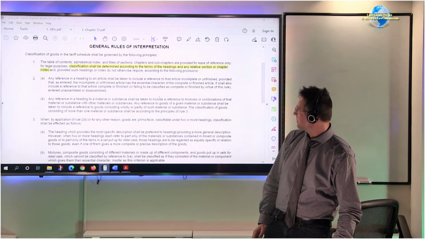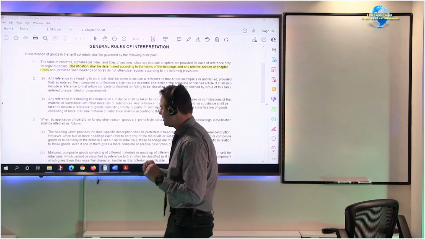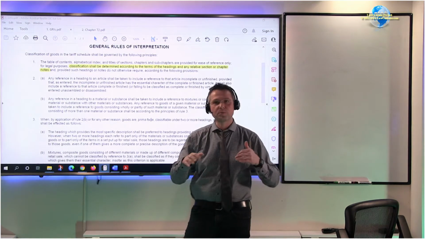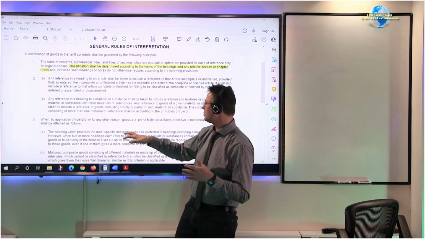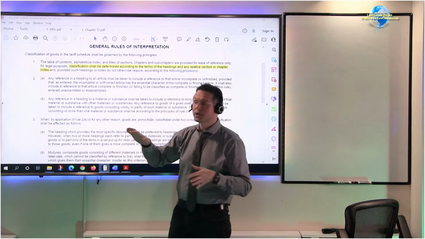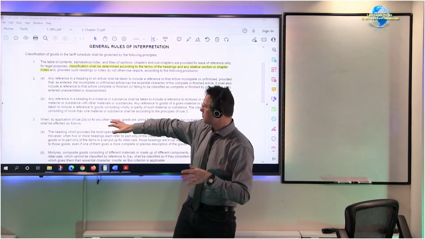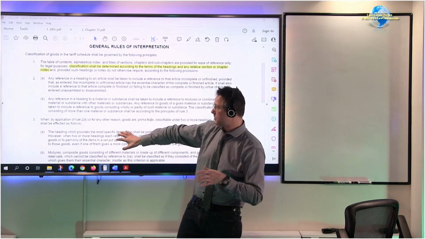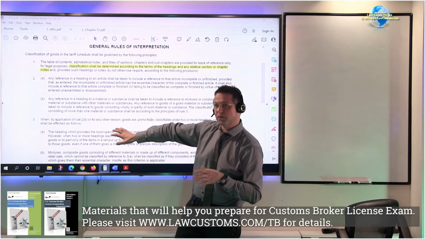Sometimes you have little sticky issues, and if time allows, we'll also cover those. Those sticky issues talk about unassembled articles, or mixtures of articles, or articles which are for one reason or another classifiable in more than one heading. So unassembled stuff over here, assembled but classified in more than one heading over here.